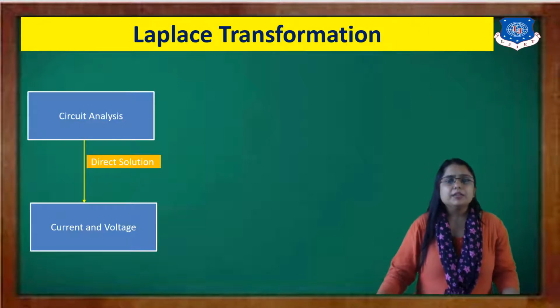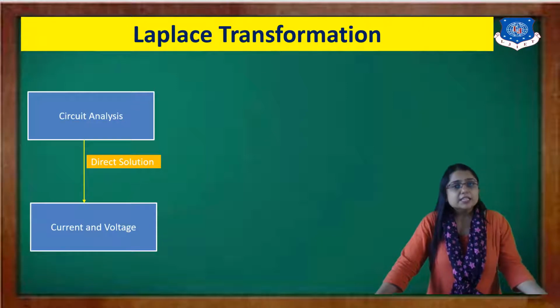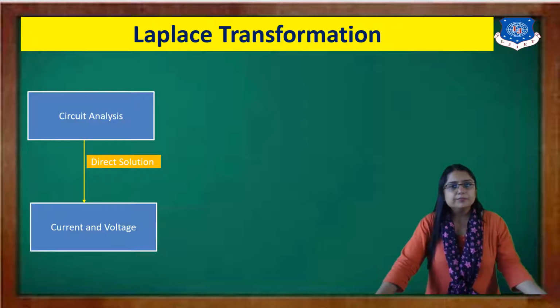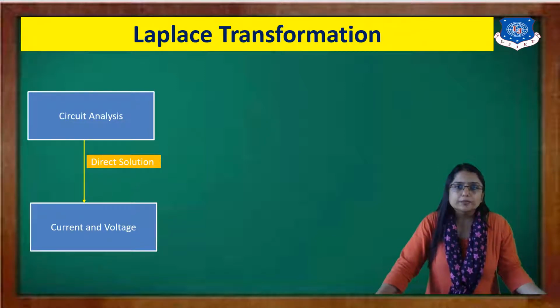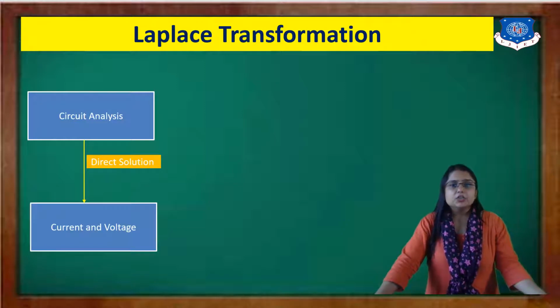But that is difficult. Why? Because, for example, if we have a simple series RLC circuit, with only 3 elements connected in series and one voltage source V of t, and I want to find the loop current I, then we write one equation: V equals IR plus L di by dt plus 1 by C integration of I dt.